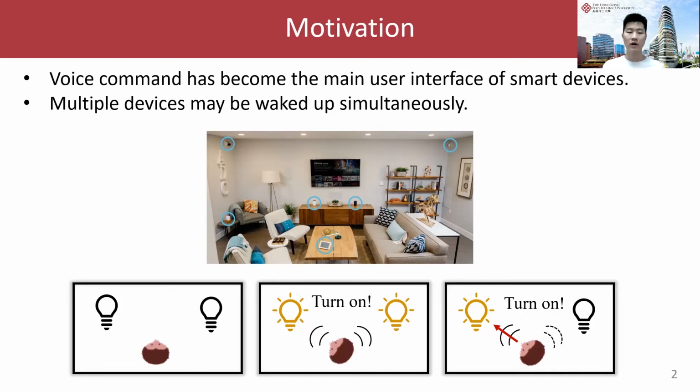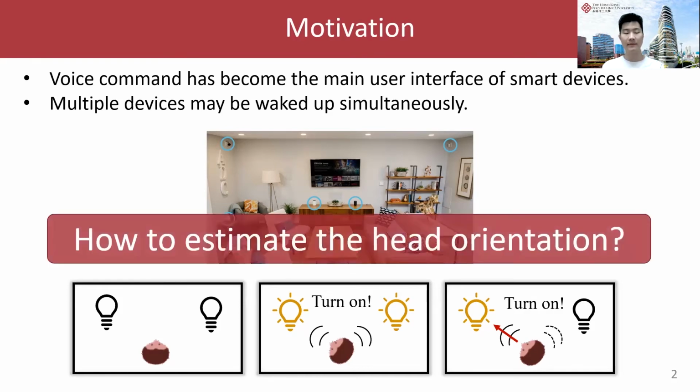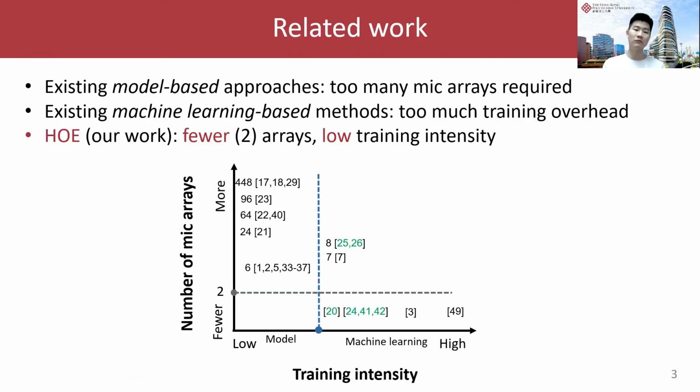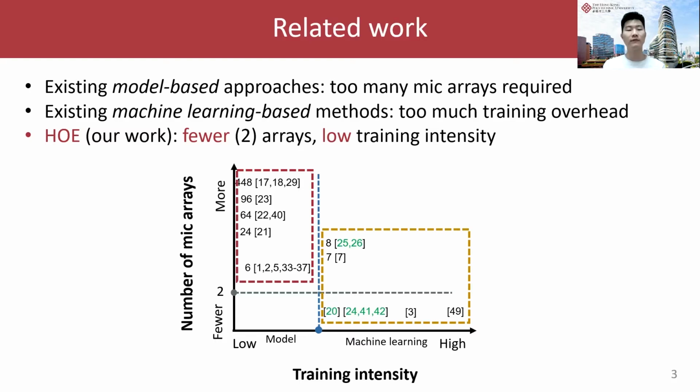Then we may ask a question: how to estimate the user's head orientation? We summarize the related works in a coordinate system with two dimensions: number of microphone arrays and training intensity. We can see that the existing model-based approaches basically require many microphone arrays, and the existing machine learning-based approaches need too much training overhead. Both kinds of existing solutions are not friendly to users.